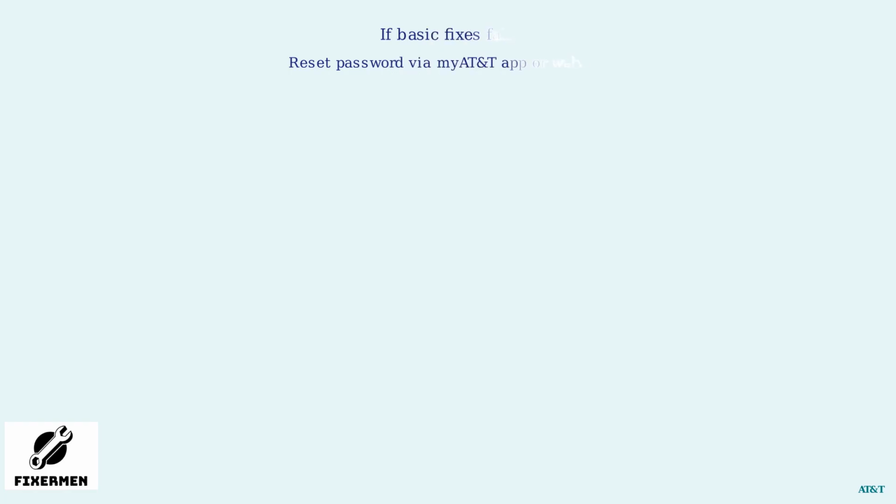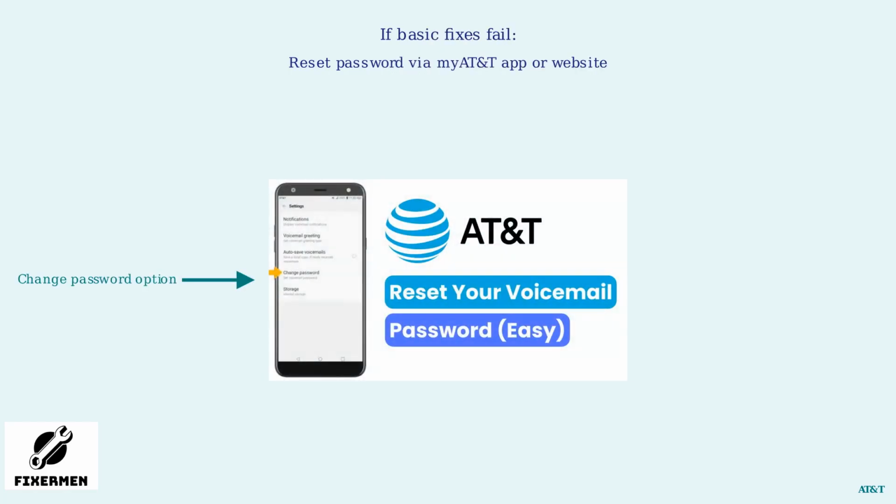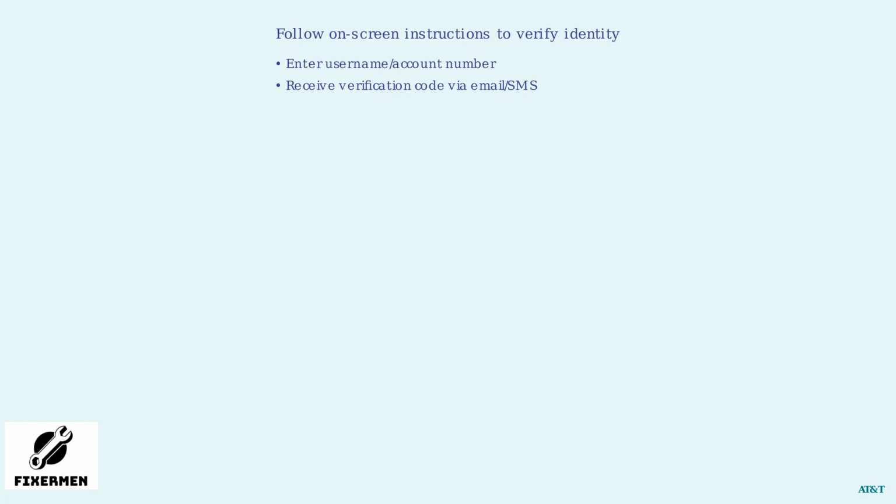If basic troubleshooting like clearing cache or checking network connection doesn't resolve your AT&T login error, it's time to reset your password. Access the password reset option through the MyAT&T app or website. Once you initiate the reset, follow the on-screen instructions to verify your identity. This typically involves entering your username or account number and receiving a verification code via email or SMS.